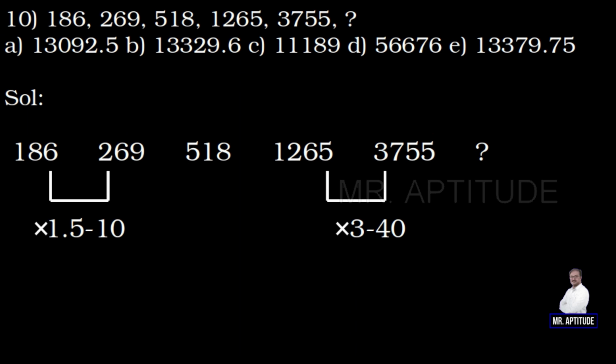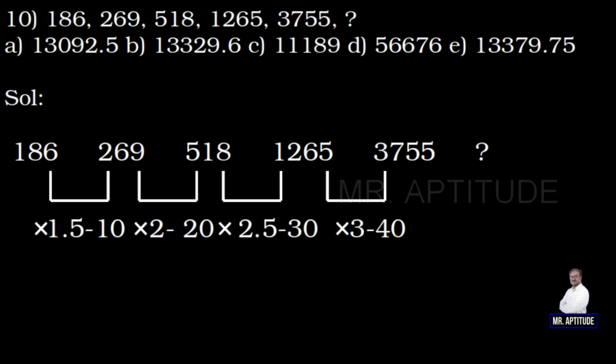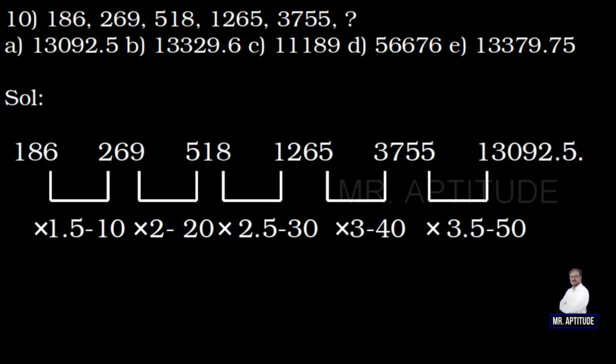So 1265 into 3 minus 40. 186 and 269. Let us try to relate these two. 186 into 1.5 minus 10. 269 into 2 minus 20. 518 into 2.5 minus 30. So your answer should be 3755 into 3.5 minus 50, and it's 13092.5.